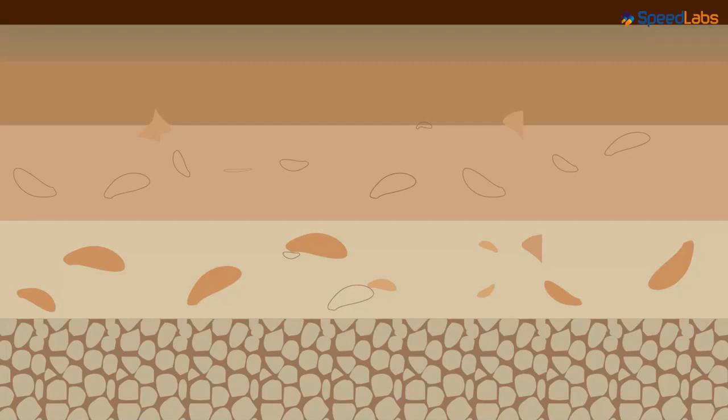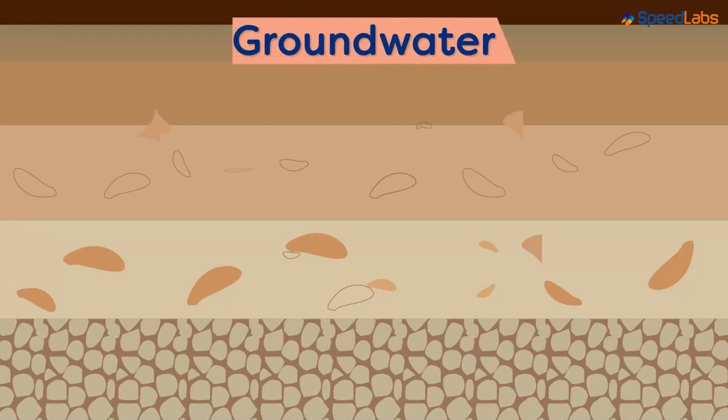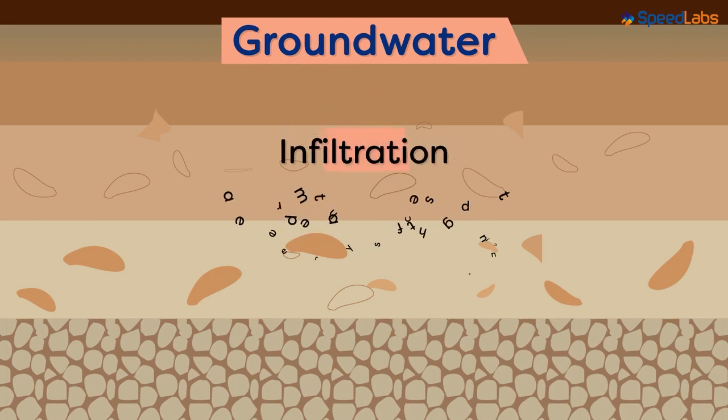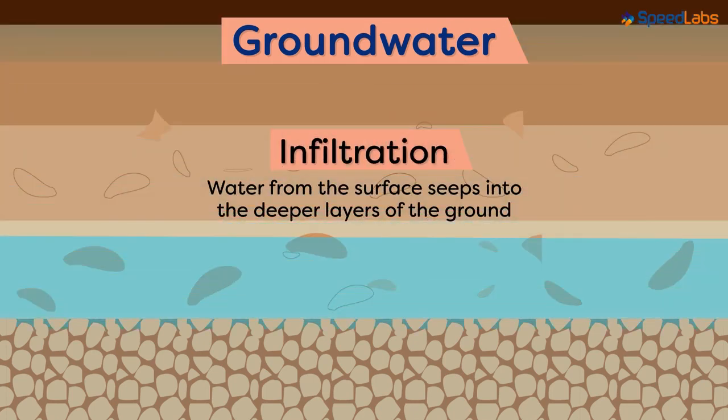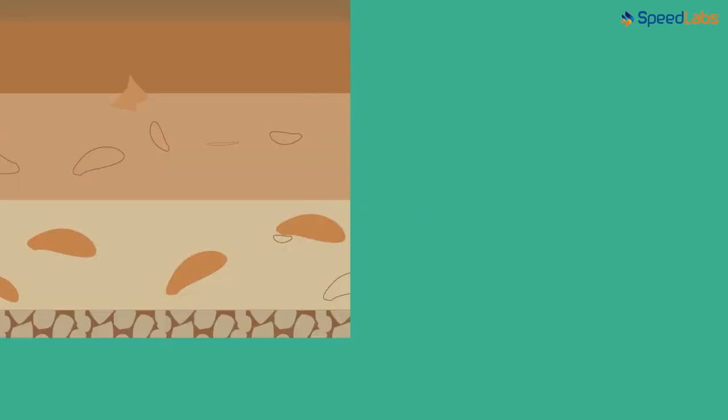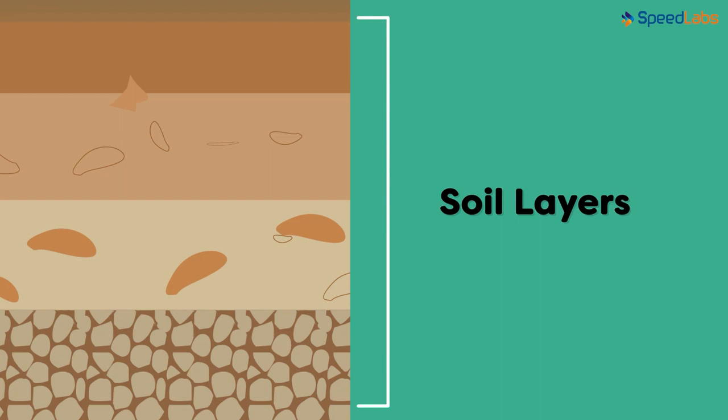In the previous video, we have looked at the concept of groundwater and the process of infiltration. That is how water from the surface seeps into the deeper layers of the ground. Now let us look at a few more concepts related to groundwater. For that, all we need to do first is have a look at the cross-section of the soil layers.